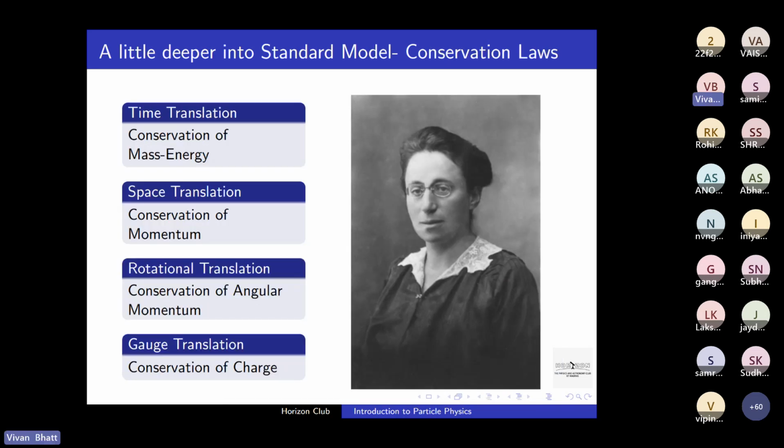All right. So right now, you've had a very qualitative picture of anything that you're looking at. You'd think, why three colors, why one charge for electromagnetism? And the thing is that all of this has something to do with symmetries. Can anyone tell me who the lady to the right is?